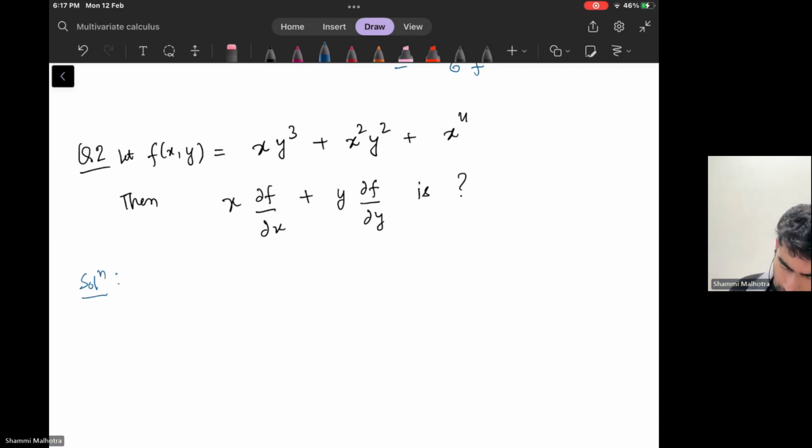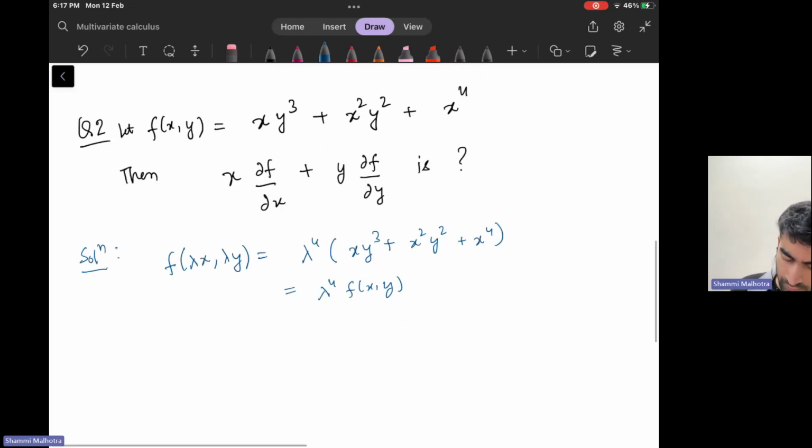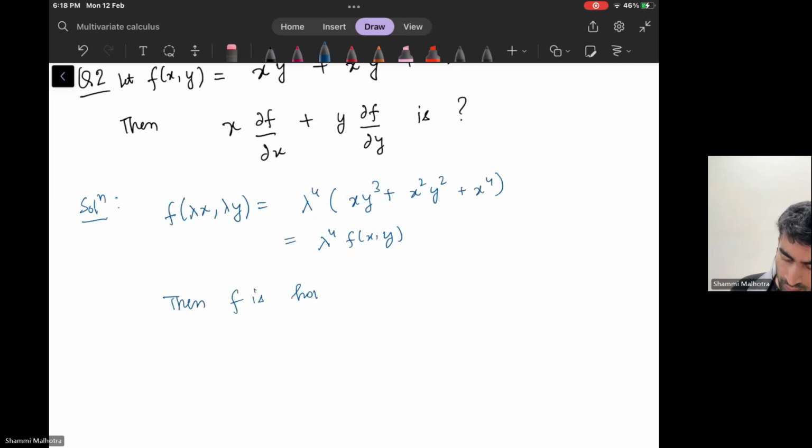So let us check the homogeneity of this function. I put f(lambda x, lambda y), and this will be lambda raised to power 4 times (x y cube plus x square y square plus x raised to power 4). So if you see, this is nothing but lambda raised to power of 4 times f(x, y) only. So f is homogeneous of degree 4.